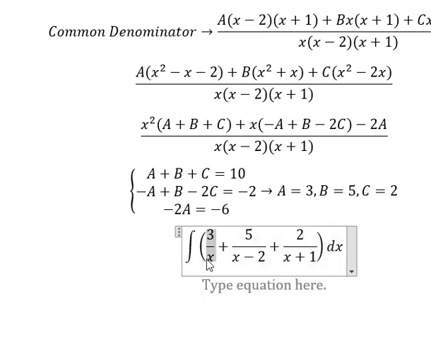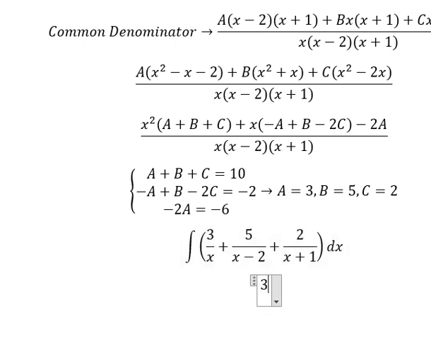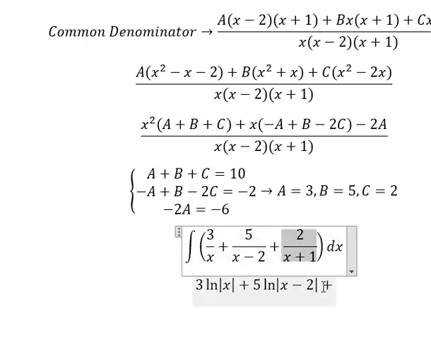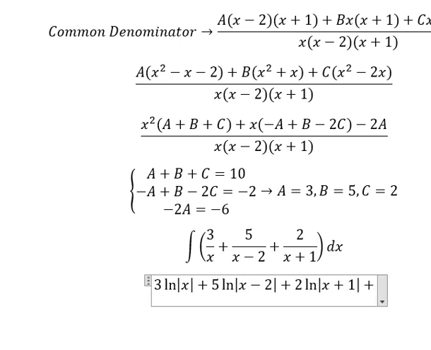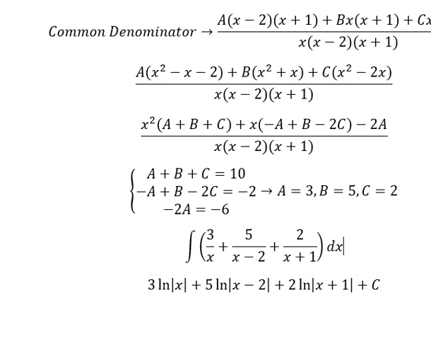The integration of this one, we have 3 ln of the absolute value of s. The integration of this one, we have 5 ln of the absolute value of s minus 2. The integration of this one, we have 2 ln of the absolute value of s plus 1. And then I will put plus c. This is the end.